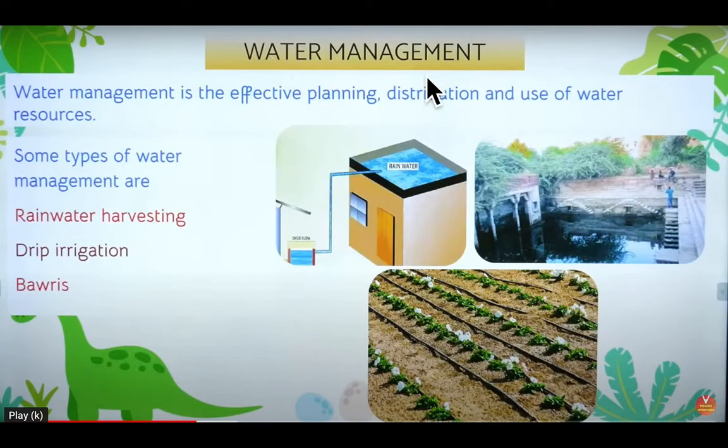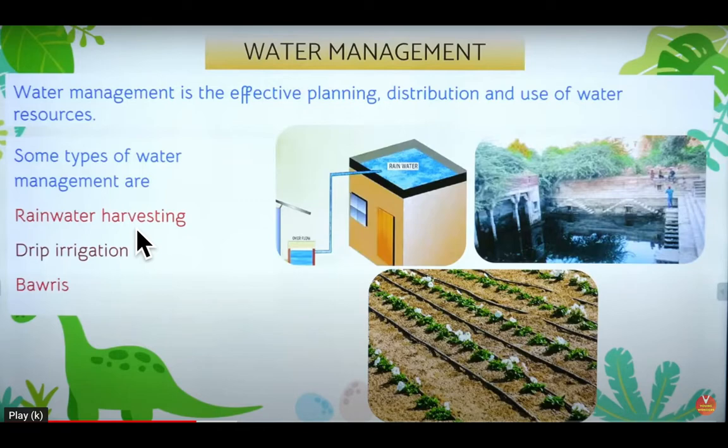So, water management. Water management is the effective planning, distribution, and use of water resources. Whatever resources we have, the main resource of fresh water is rainwater. So, how can we manage those resources? Some types of water management are rainwater harvesting, drip irrigation, and boundaries.